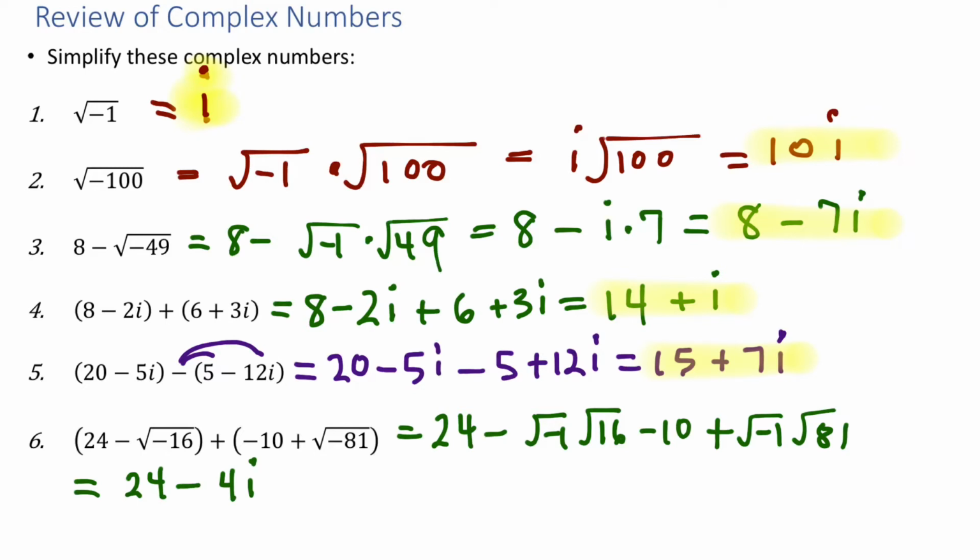Then I have minus 10. And then I've got I times the principal square root of 81, which is 9. So this is 9I. Okay, now let's combine the real parts. 24 minus 10 is 14. Negative 4I plus 9I is positive 5I. So this is in the form A plus BI.